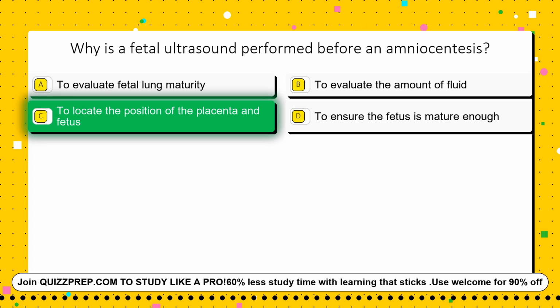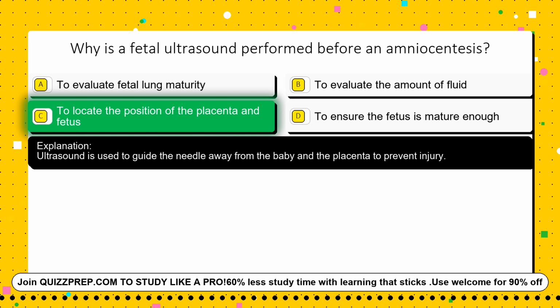The correct answer is option C. To locate the position of the placenta and fetus. Ultrasound is used to guide the needle away from the baby and the placenta to prevent injury.